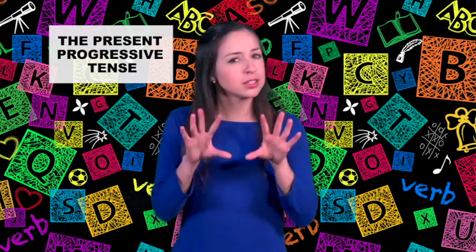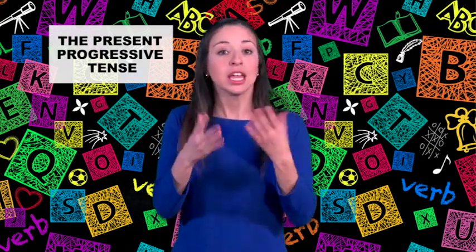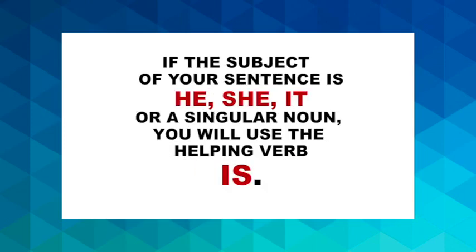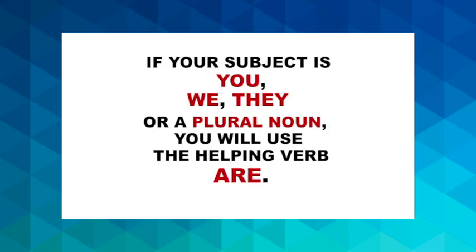First, think about the subject of your sentence. If your subject is the pronoun I, you will use the helping verb am, which is a form of the verb to be. If the subject of your sentence is he, she, it, or a singular noun, you will use the helping verb is. If your subject is you, singular or plural, we, they, or a plural noun, you will use the helping verb are.